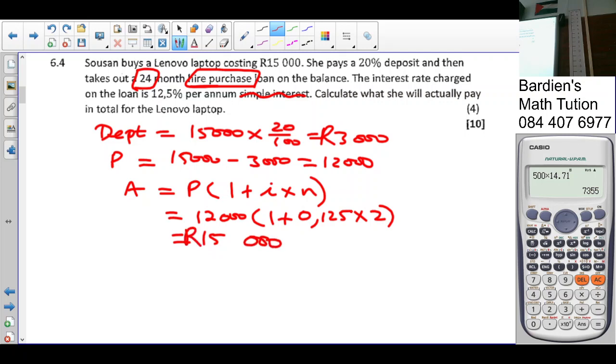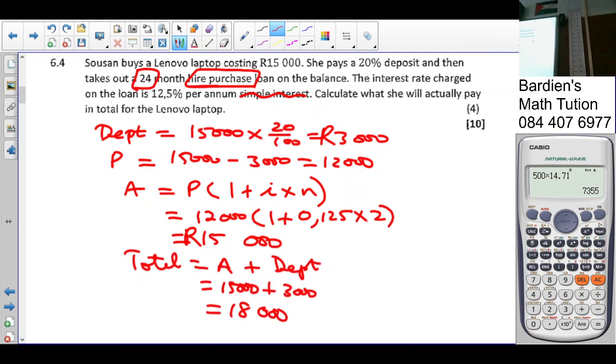15,000. The question says calculate what you will actually pay in total for the laptop. So the total will be your A, which is the amount that needs to be paid after interest, plus your deposit, which is 15,000 plus your deposit of 3,000, which gives you 18,000.